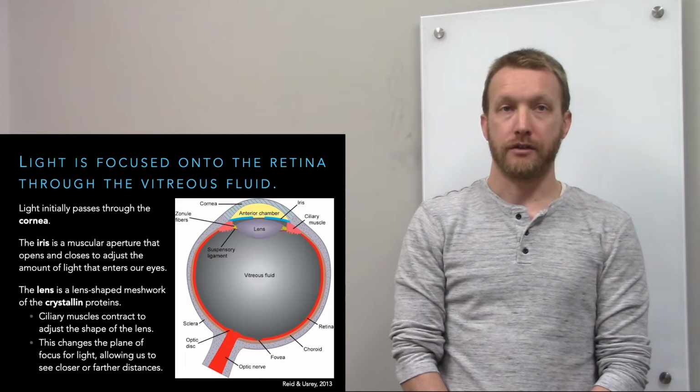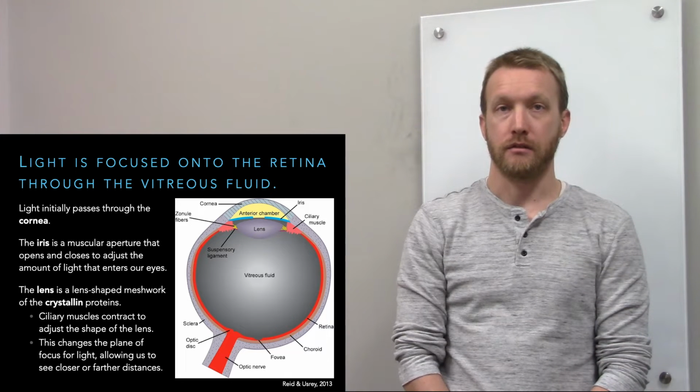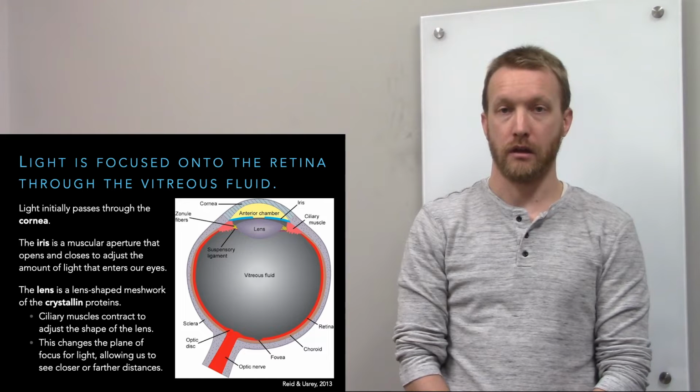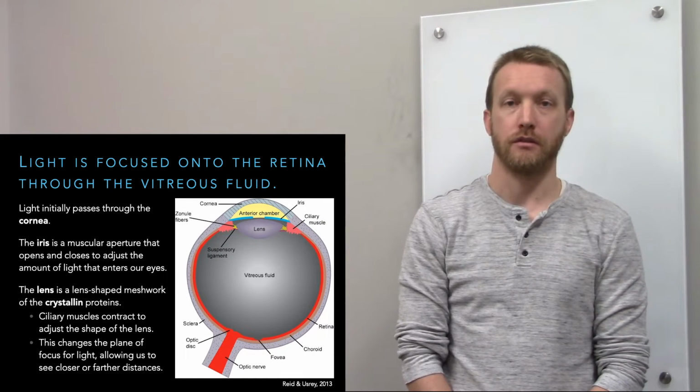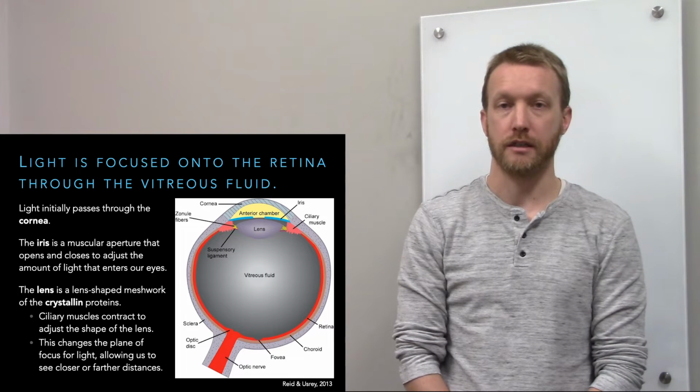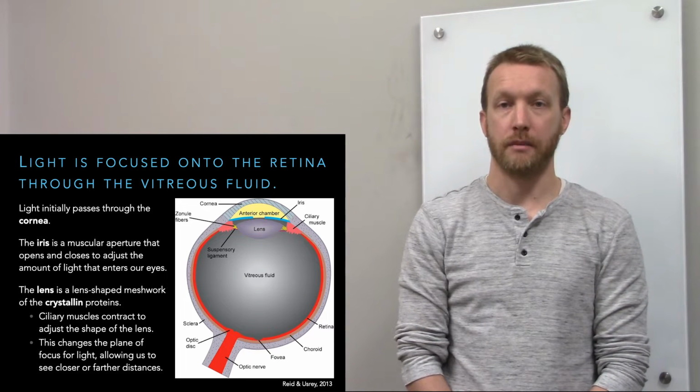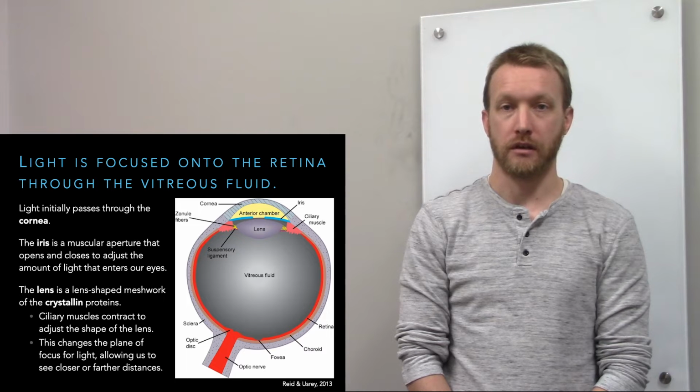So of course light enters the eye by passing through the cornea and through the pupil. It is focused by the lens, and the degree to which we stretch the lens of course depends on autonomic input to the ciliary muscles.